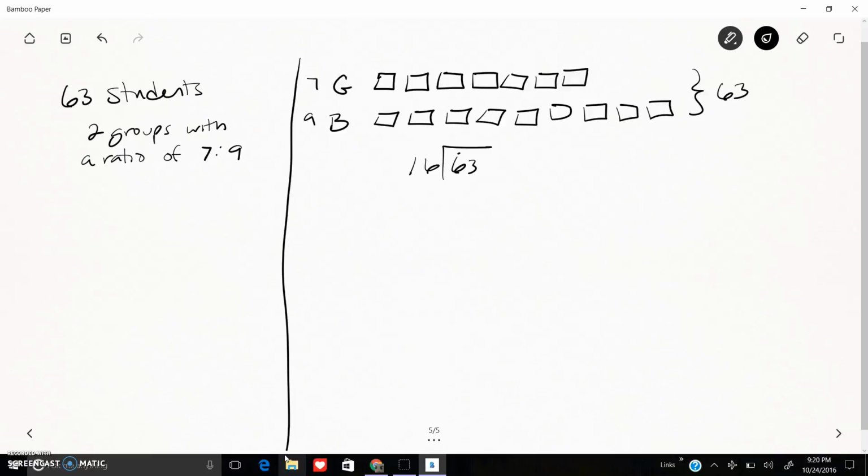Can I do that evenly? 16 times 2 is 32. I double that, it's 64. Okay, so I'm going to switch this around a little bit just for the sake of not having to do the whole problem again. Let's make this 64. All right, so I want to take 64 and make them into groups that have a ratio of 7 to 9. So I have 64 here, and that can go into 16 4 times. So each one of these is 4.